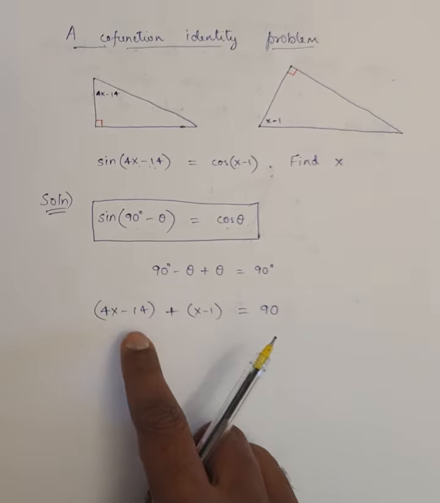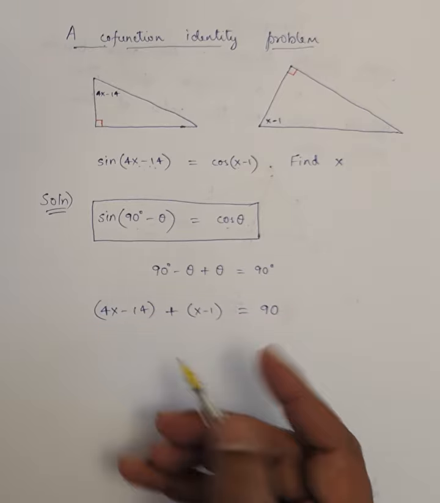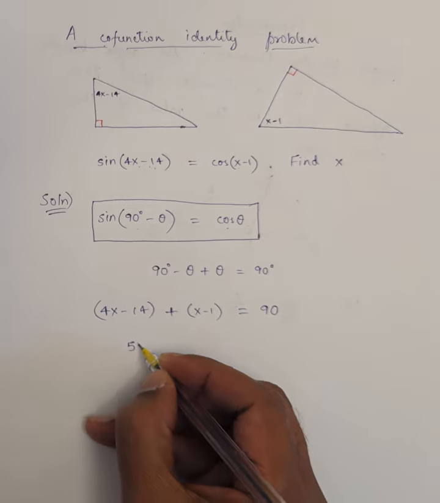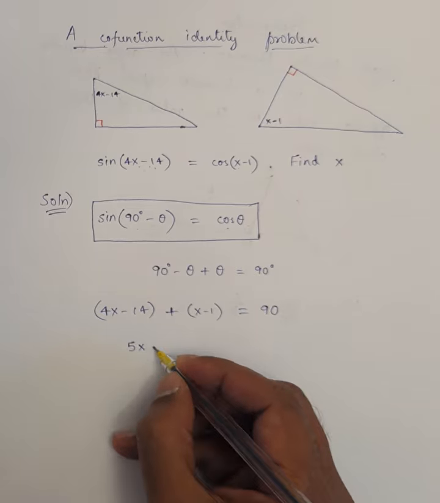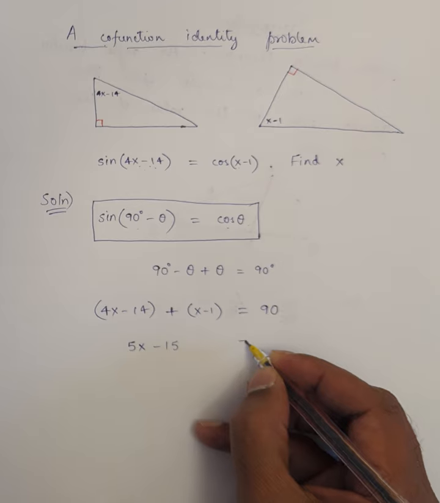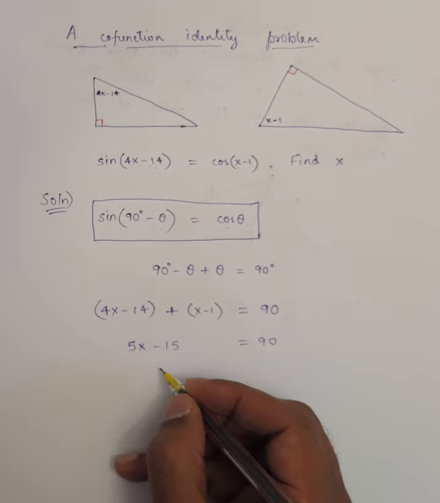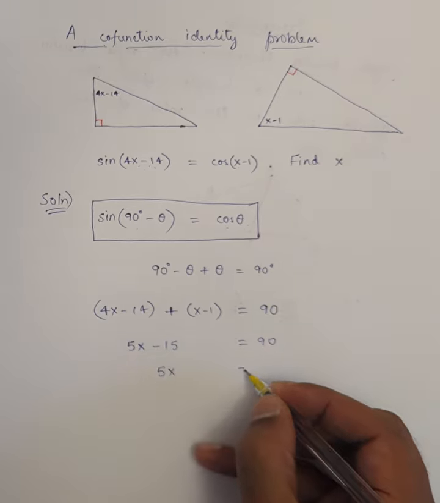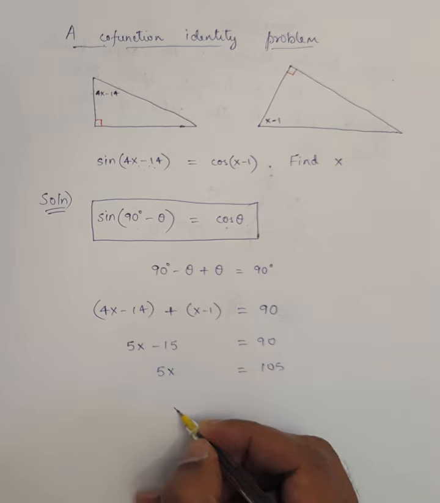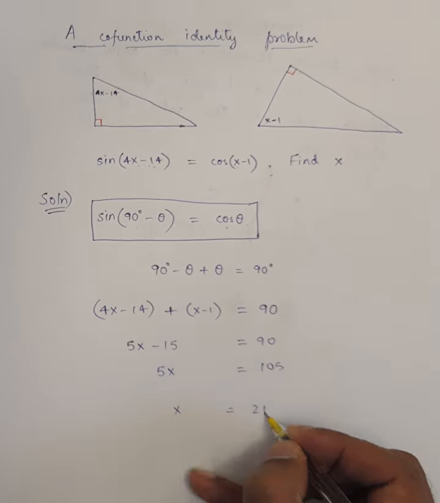So it's a matter of just combining like terms. 4x plus x is 5x. Minus 14 minus 1 is minus 15 equals 90. Add 15 on both sides, you get 5x equals 105, or x equals 21, and that's your answer.